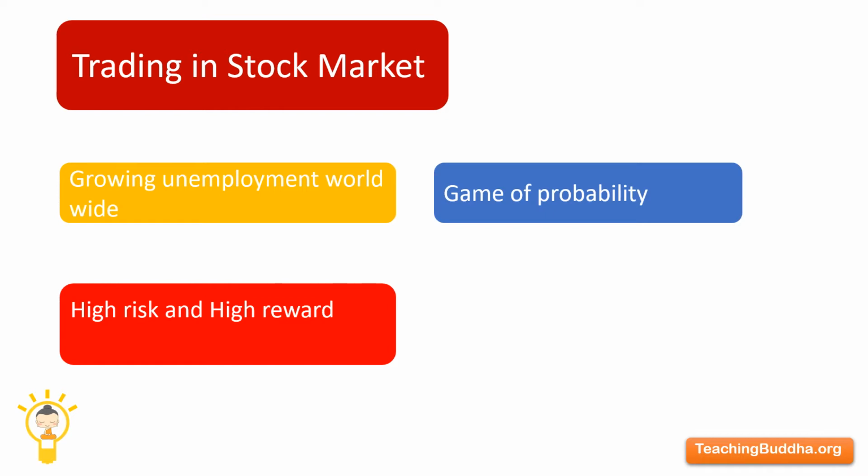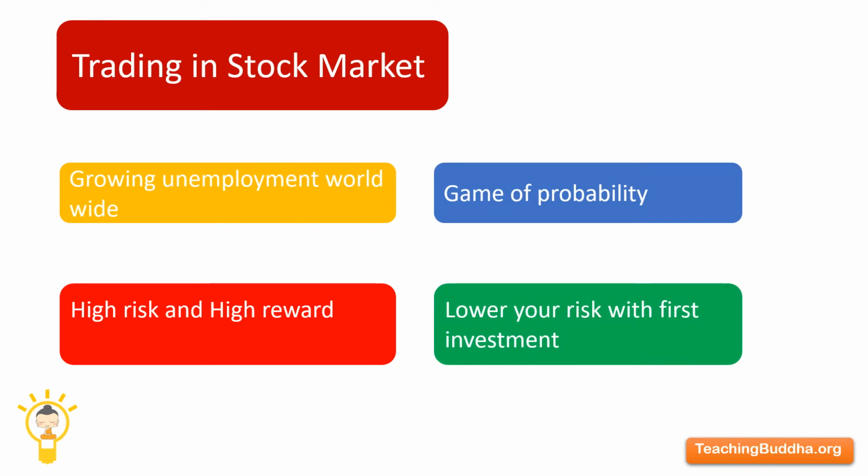How do you become a professional trader? What is the difference between a gambler and a professional trader? A gambler has no knowledge. A professional trader will have some knowledge. So, you should have your first investment on knowledge. The first investment is very important. Your first investment should be on knowledge.